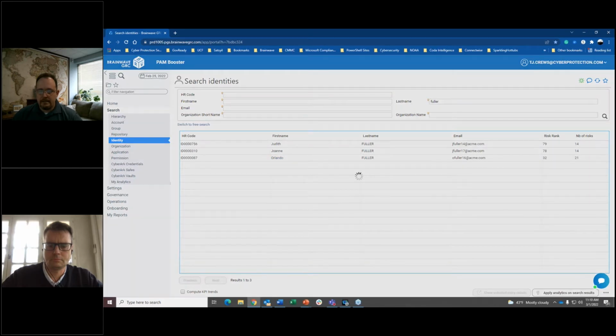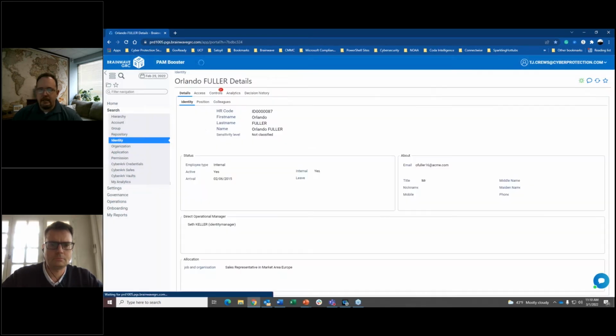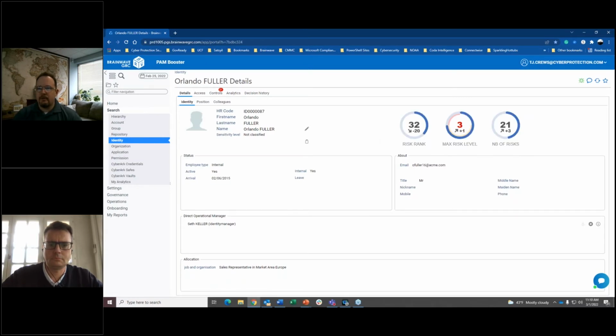Orlando, when I click on his information here, not only is the PAM Booster pulling information from human resources, and so that would be specific job roles that human resources has written down, but it is also pulling information from Active Directory and CyberArk. And we'll talk about that in a minute. So we see here, down here, his job and organization is a sales representative in the market area Europe. Well, when CyberArk talks about privileges, typically speaking, salespeople don't have those privileges because it's usually elevated privileges, not just normal user privileges. So how did he get access within CyberArk? Well, let's take a look.